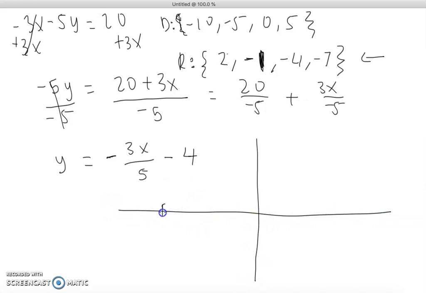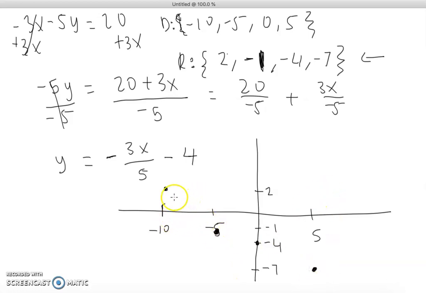So the domain: -10, -5, 5. And the range: -7, -4, -1, 2. Okay, so the 10 goes with the 2. I think I said -2, I meant 2. The -5 goes with the -1, which is like around here. I'll just draw it there. This goes here, this goes there.